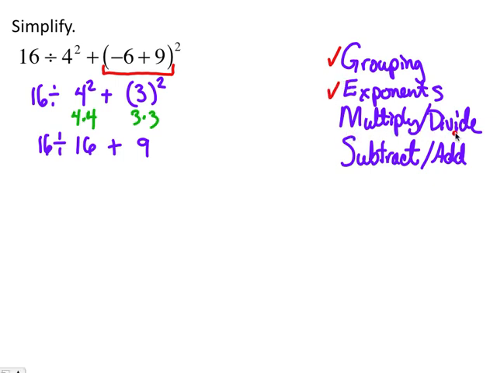The next step is multiplying and dividing. And we look for any of those. We just have one. This 16 divided by 16. So it's next. That's 1. That's all of the multiplying and dividing. The last step is subtracting and adding, and we just again have the 1. 1 plus 9 is 10.